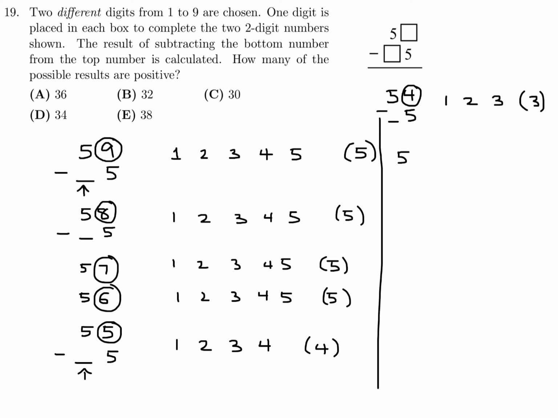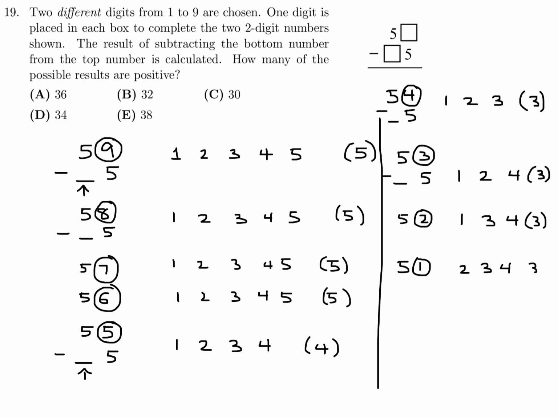How about for 3? If I put 3 as that number, it's the same kind of story. I can put a 1, a 2. I can't put a 3 because I've already chosen the 3. I can put a 4, but I can't put a 5. So another 3. And it's the same story for 2. You can put a 1, a 3, or a 4. And finally, the last one is when it's a 1. You can put a 2, a 3, or a 4.